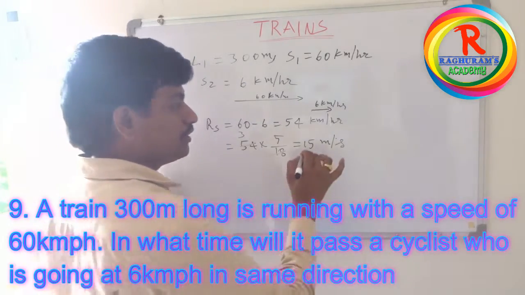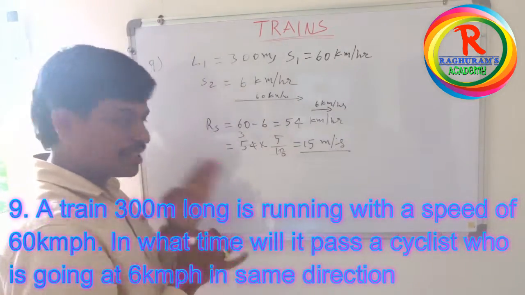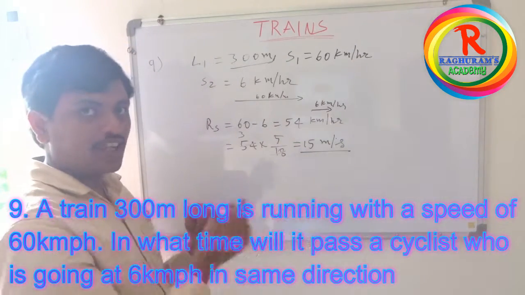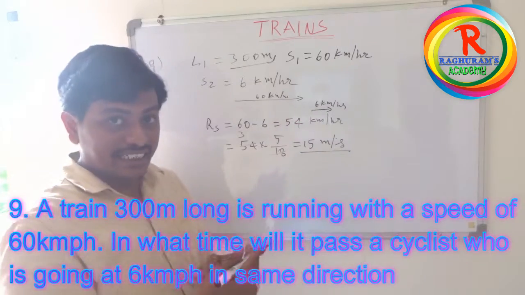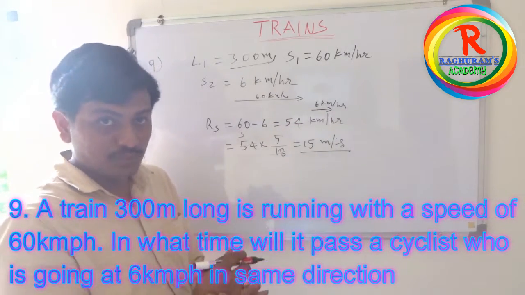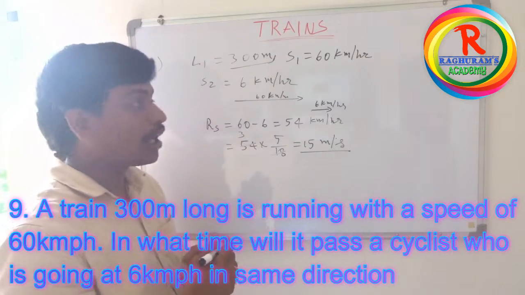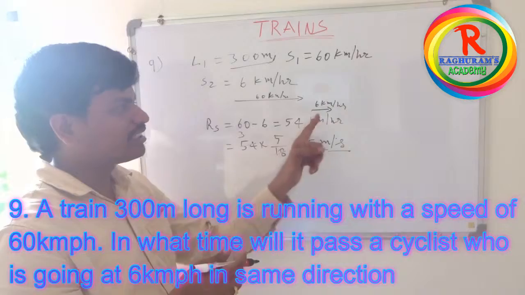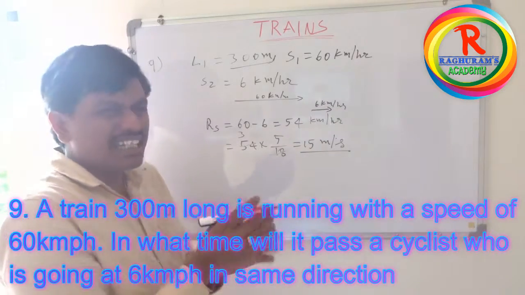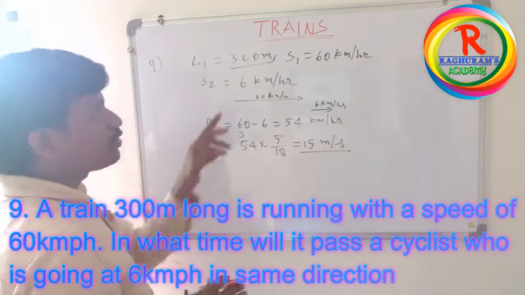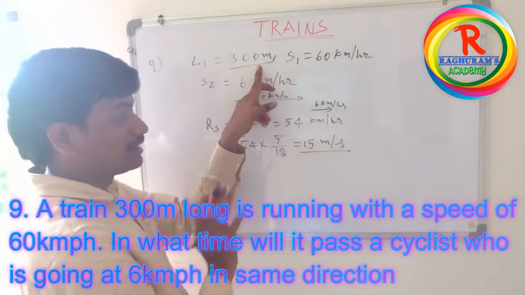So here the relative speed is given and the distance is 300 meters. The other object is a cyclist. For a cyclist, the length we take is always 0. If the other object is a train, we take both L1 plus L2 as the distance, but it is just a cyclist. Cyclist length we take as negligibly small, that is 0. So directly we take distance equal to 300 meters.